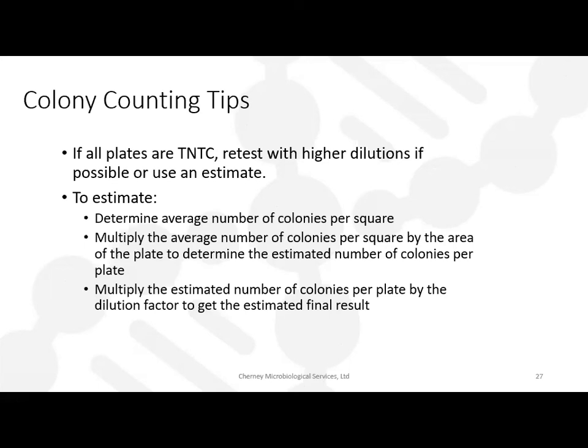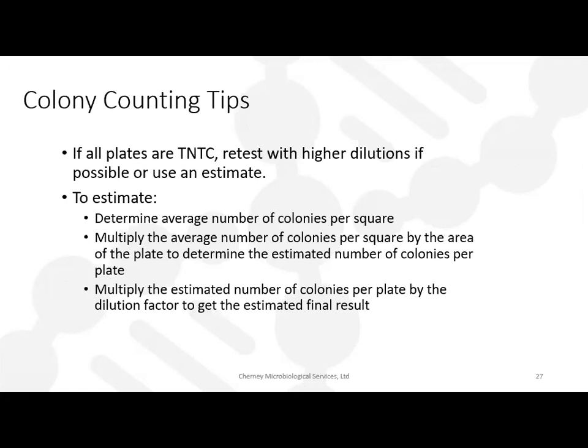So to estimate a plate, you want to determine the average number of colonies per square. And this is where having those colony counters that I talked about before comes in handy because it has that grid plate on the back, which is going to help you do your estimating. So you'll find the average number of colonies per square, and then you'll multiply the average number of colonies per square by the total area of the plate, which will give you an estimated number of colonies per plate. And then you'll multiply that number by your dilution factor to get your estimated final result.